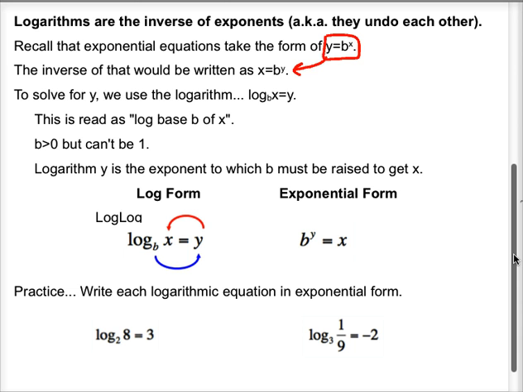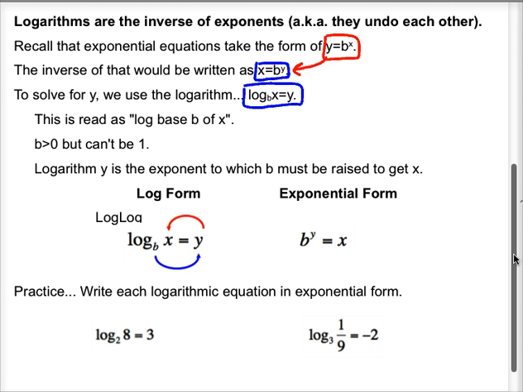And now, to solve for y, we use the logarithm. All right? So these are actually the same equation. Same equation, just one is solved for x, the other is solved for y. And in order to solve for y, you use the logarithm. So you read that statement as log base b of x. Now, b is always going to be a number, all right? Log of a certain number x will equal y. Now, there are some stipulations about the b. That b must be positive, and it can't equal 1.